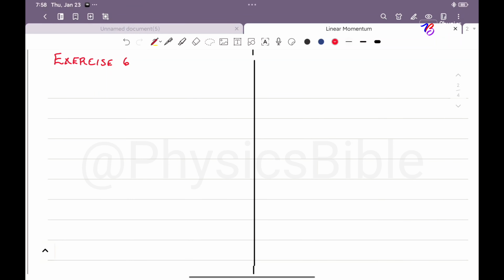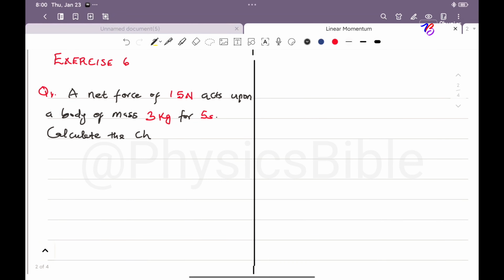We have a question before us, a past question. A net force of 15 Newton acts upon a body of mass 3 kg for 5 seconds. Calculate the change in the speed of the body.